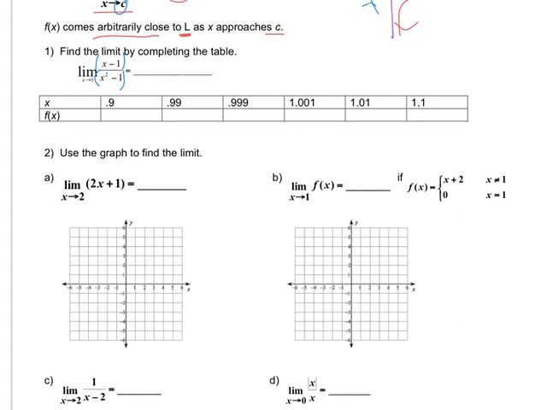Now you can type in 0.9 and hit equals, and you're going to be given a specific y value. That specific y value is 0.5263. So let's write that in. Then type in 0.99 and hit enter. We get 0.5205.